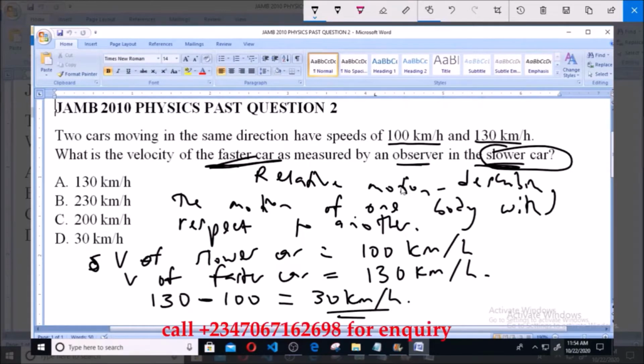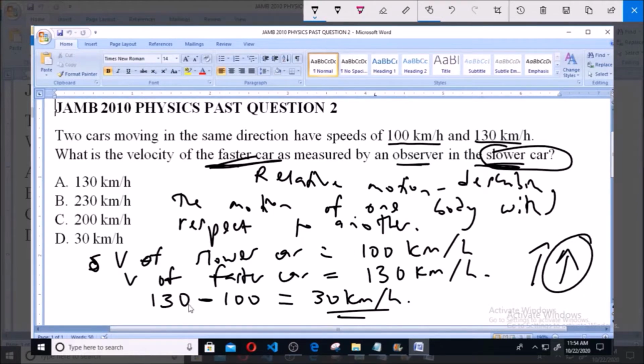So for an observer moving in the slower car in the same direction as the faster car, the velocity of the faster car with respect to the slower car, you know, the slower car is already moving at a velocity of 100 kilometers per hour. So it's like asking by how much or how fast is the faster car in comparison to the slower car. So the faster car only exceeds the slower car in terms of velocity by just 30 kilometers per hour. So that is the correct answer to this question, option D.